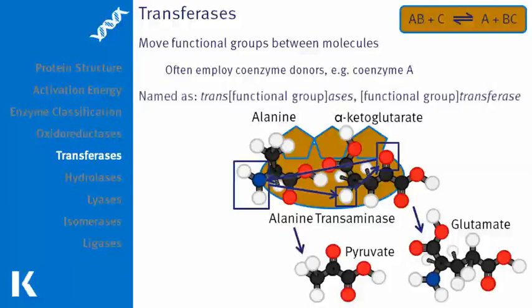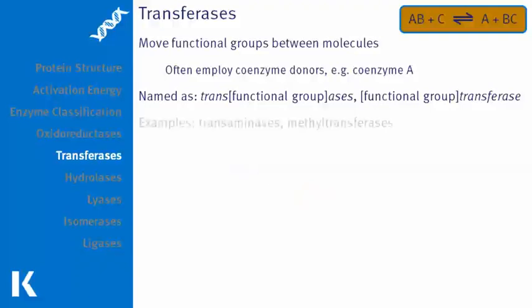Unlike oxidoreductases, the nomenclature for transferases is a bit more straightforward. You'll usually see transferases named in one of the 2 ways listed on the screen, with the words functional group being replaced with something like amine or acetyl to describe the functional group being moved. Here are a couple of examples.